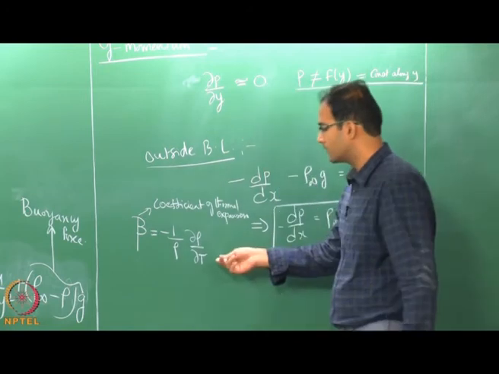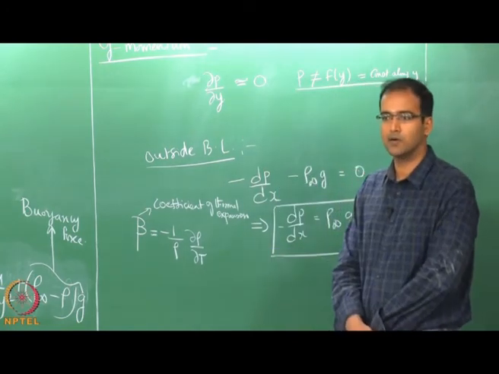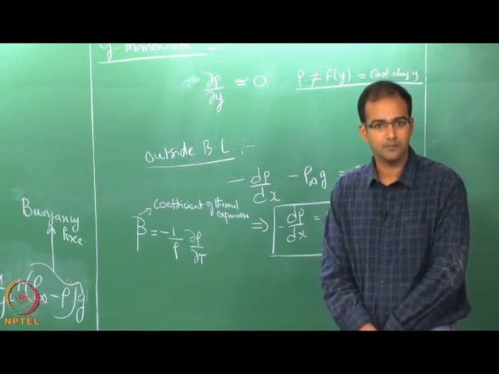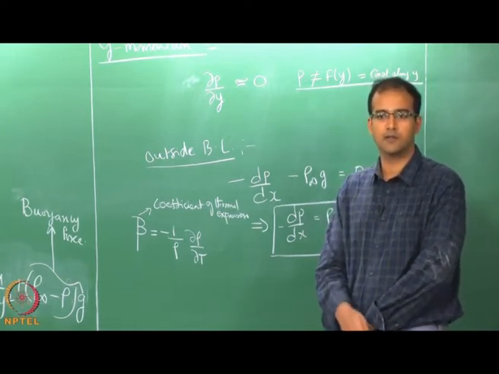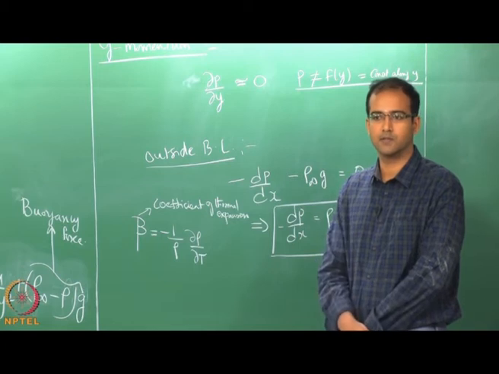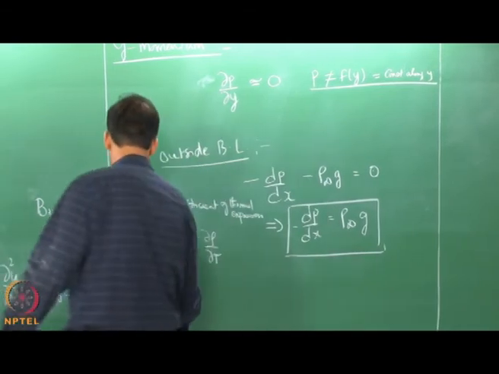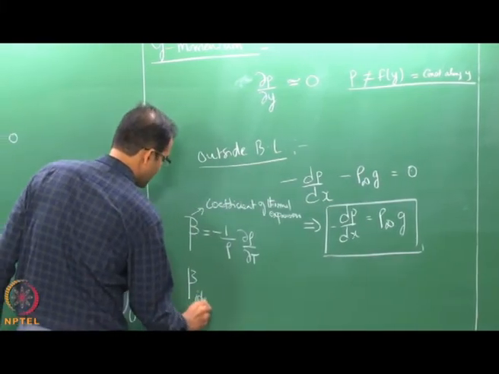And for an ideal gas, what will be the value of beta? How do you calculate beta? If you put the ideal gas equation of state into this, it will come out simply as 1 by T.